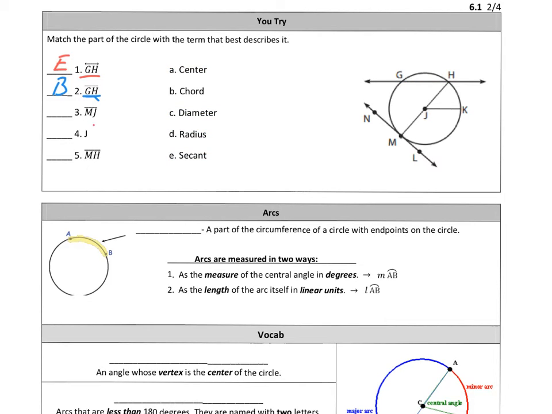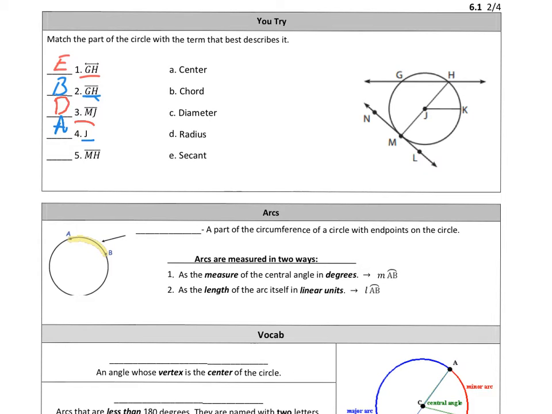Next one I'm looking at is segment MJ. So we'll find that on my circle. It's going from M to J. Now, we already ruled out secant and chord. So in this case, MJ, since it's going from the center to a point on my circle, it has to be a radius. So for that next one, it's going to be D. For the next one, I'm just worried about a point, J. It's the point that's right in the middle of my circle, so therefore it must be the center of my circle. So I know that answer is going to be A.